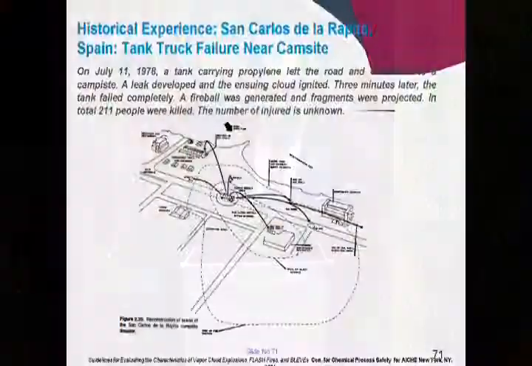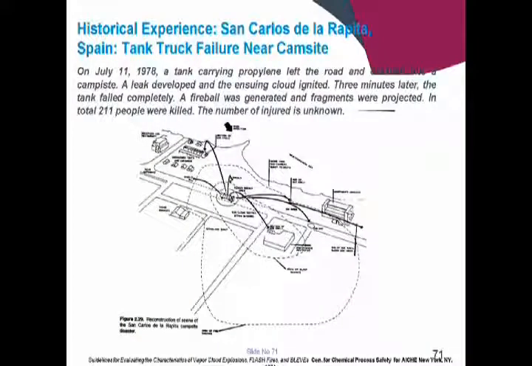So this is a real case in Spain in an old event in 1978. 211 people were killed because of the rail.